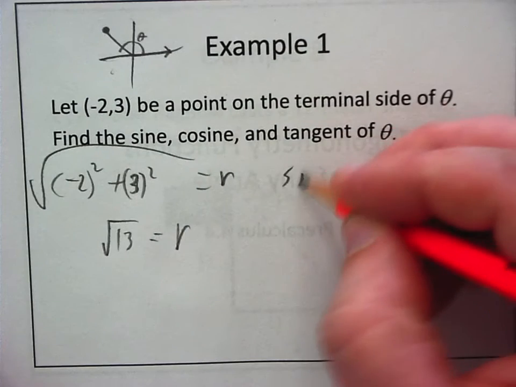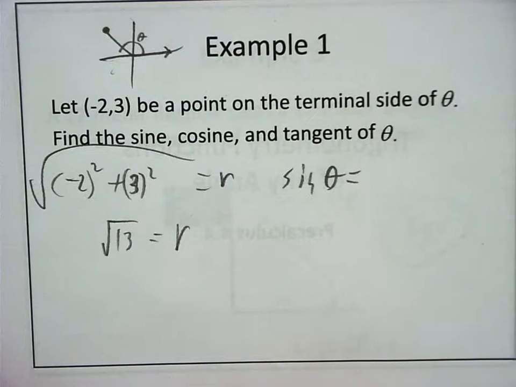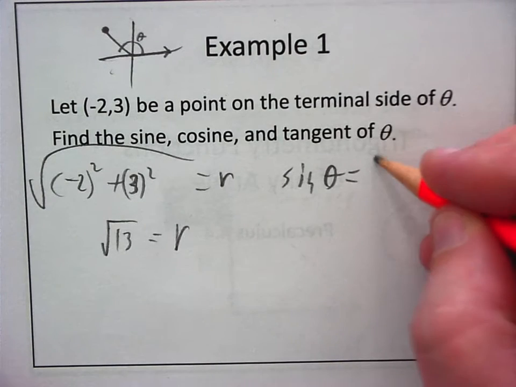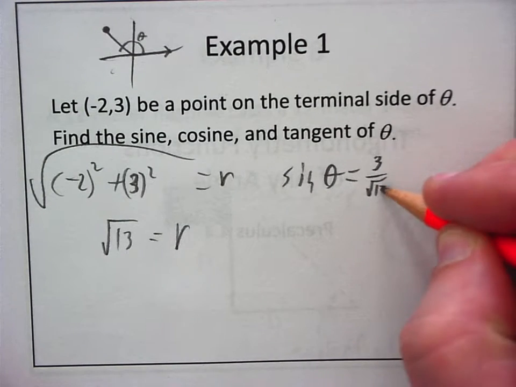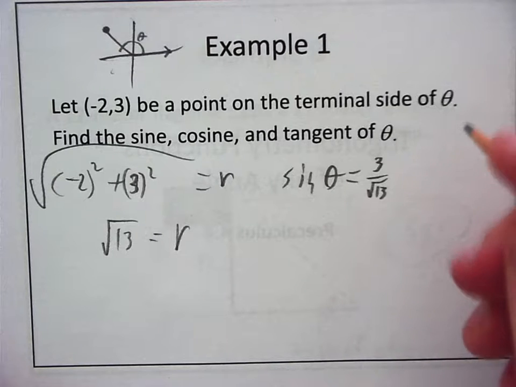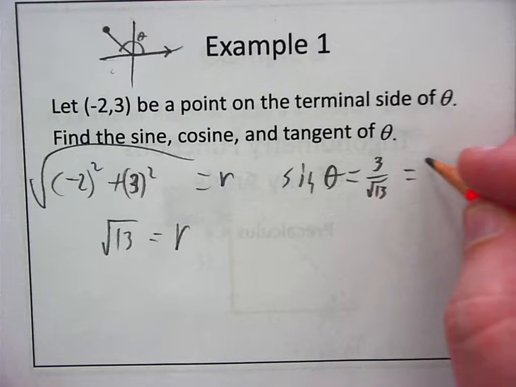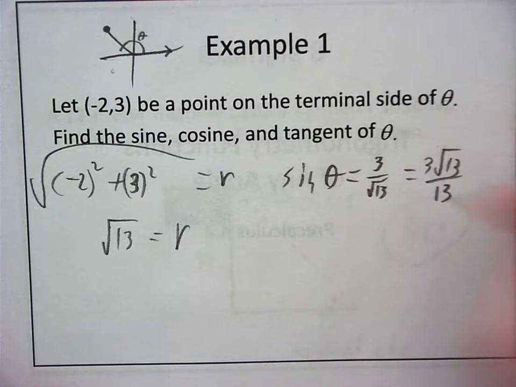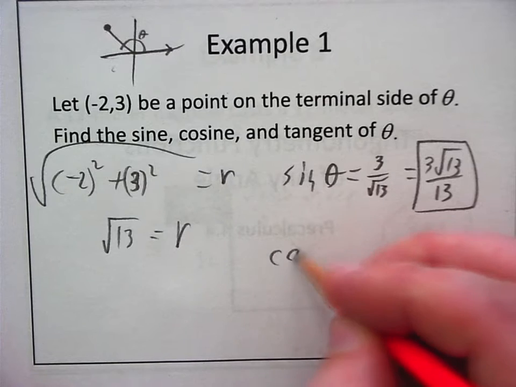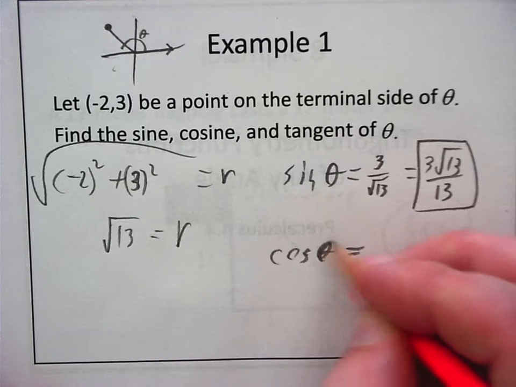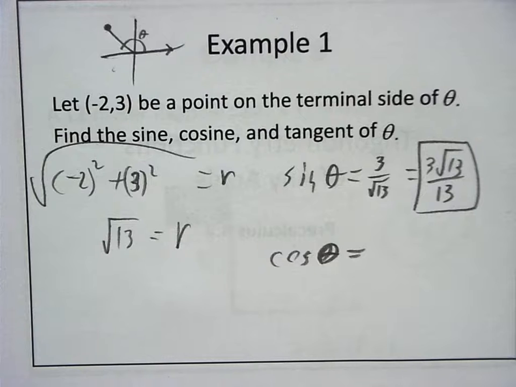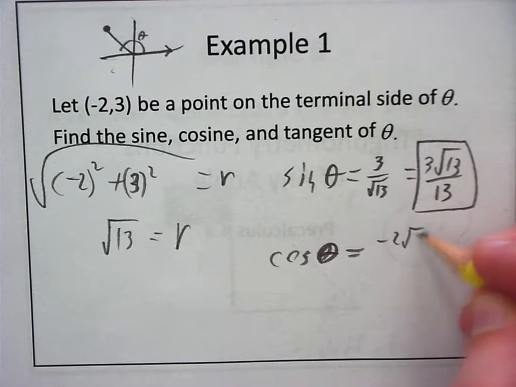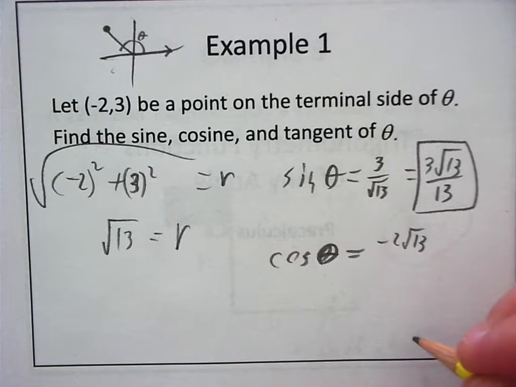So when I go to do sine, sine of theta is just going to be equal to the y value over the r value, in other words, 3 over the square root of 13. Can I leave my answer that way? Nope. What does it turn into? 3 root 13 over 13. Cosine of theta, what will the final form of that one be? Negative 2 root 13 over 13.